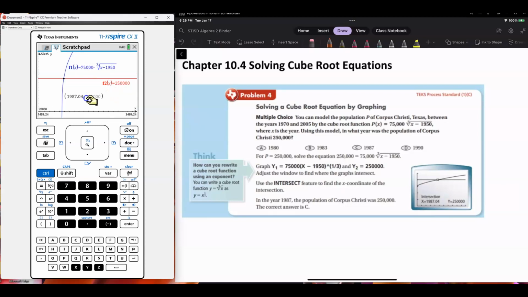And so when will Corpus Christi reach a population of 250,000? It says here in 1987. So your answer is C. In the year 1987, the population in Corpus Christi was 250,000. The correct answer is C.